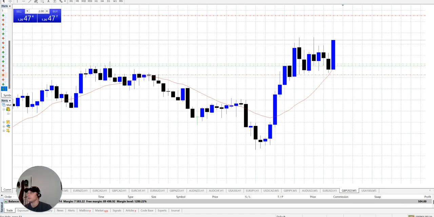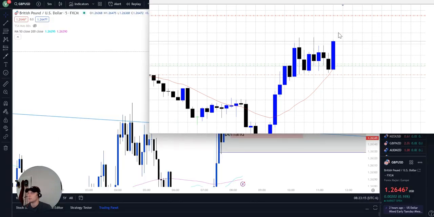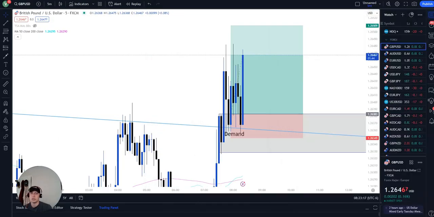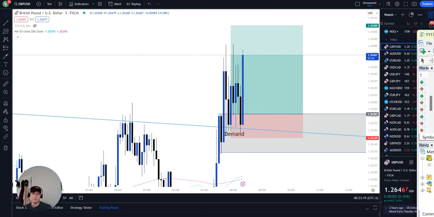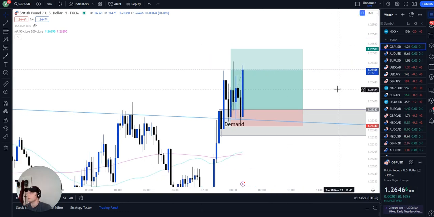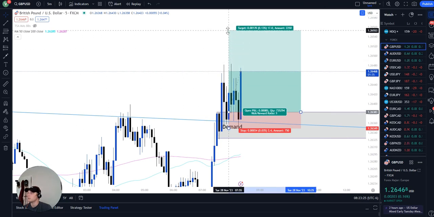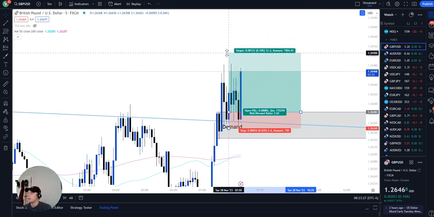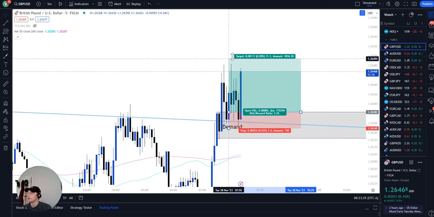If it hits up here, then I'm looking at a 1%, maybe a little bit over 1% trade, which may actually be a little bit higher than this. It might be like a little bit more up here, but I'm gonna make sure I know exactly where.